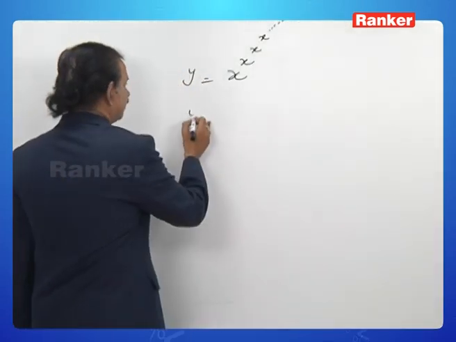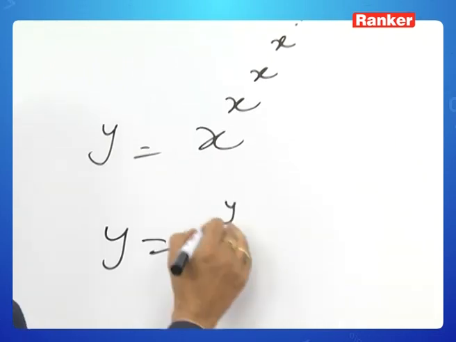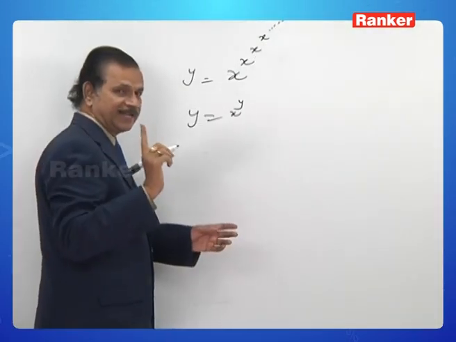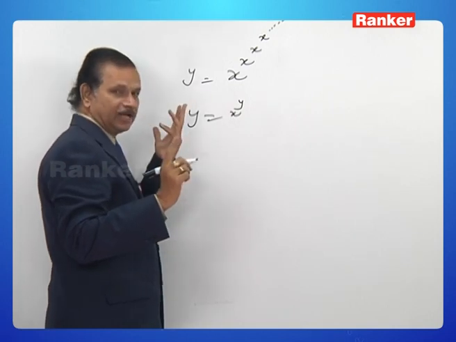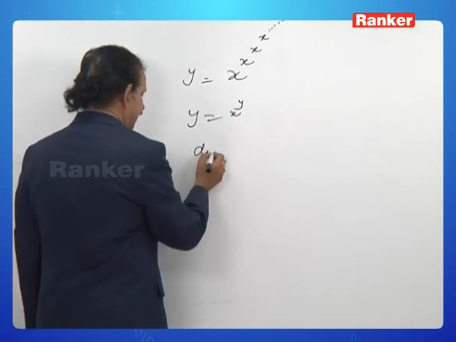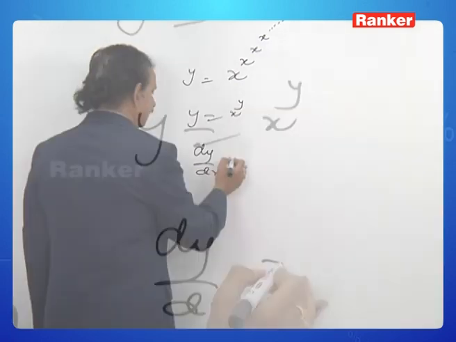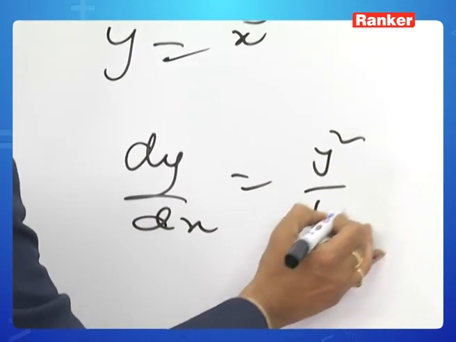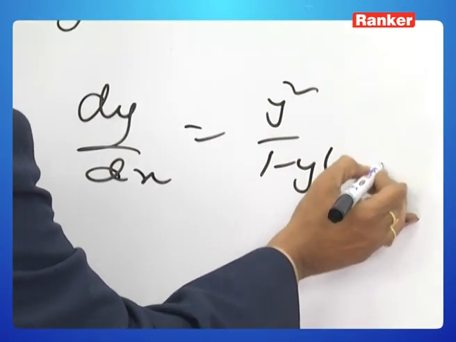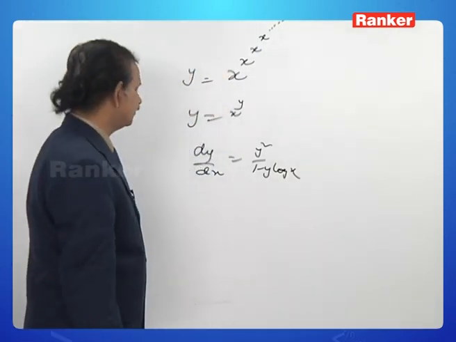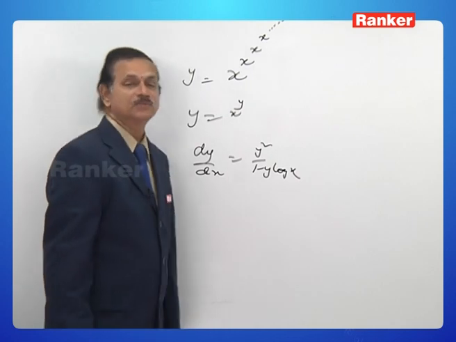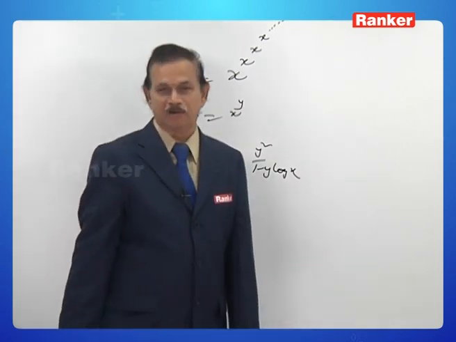This is nothing but y is equal to x power y. You might have recollected it. It is a beautiful formula. This already has a background. This is dy by dx is equal to y square by 1 minus y log x, isn't it? The same format, the same formula is reused here. Hence dy by dx is equal to y square by 1 minus y log x.